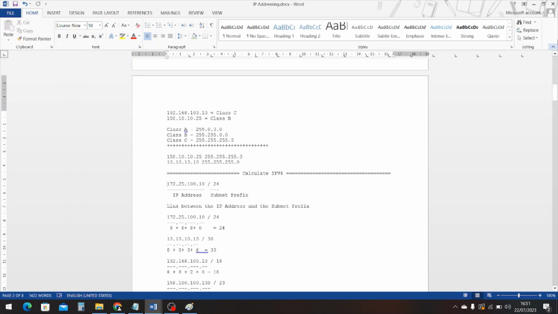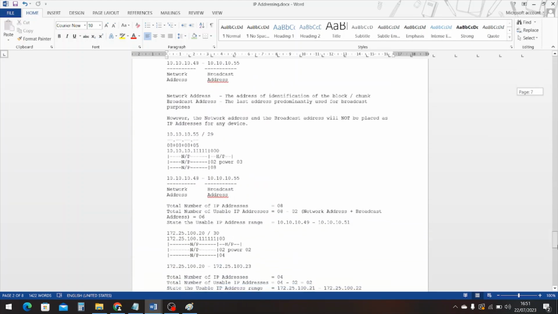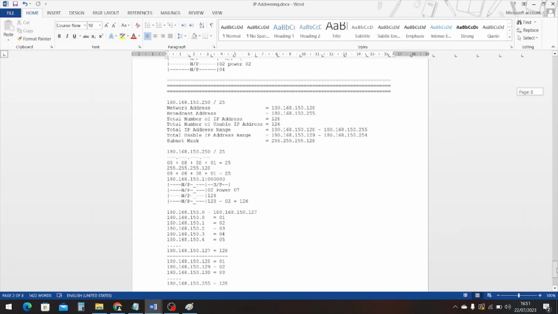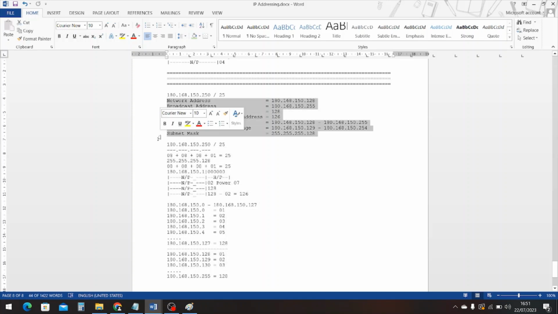Now I'll just show you an example that's indicated at the very bottom. You need to do the calculations like this. You have the network address, the broadcast address, the total number of IP addresses, the total number of usable IP addresses, the total IP address range, the total usable IP address range, the subnet mask, and it goes on. Based on the question, the calculations need to be made like this. I won't be doing these at the early stages. Let's go one by one.